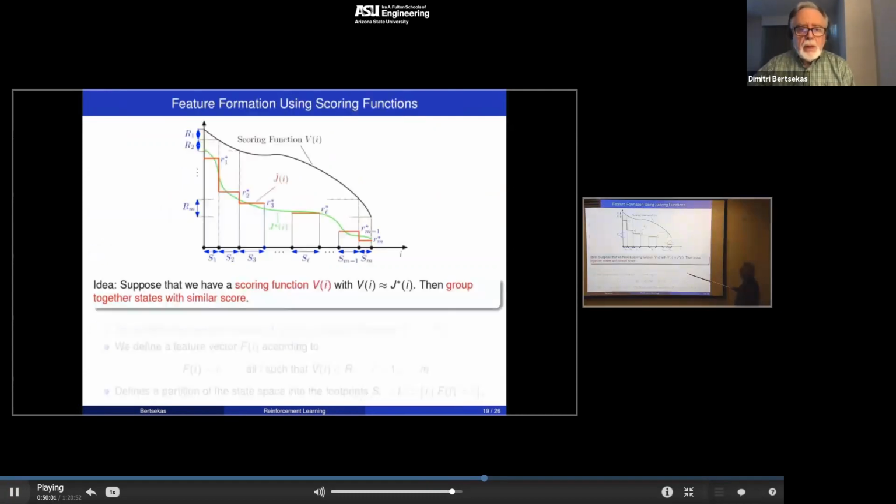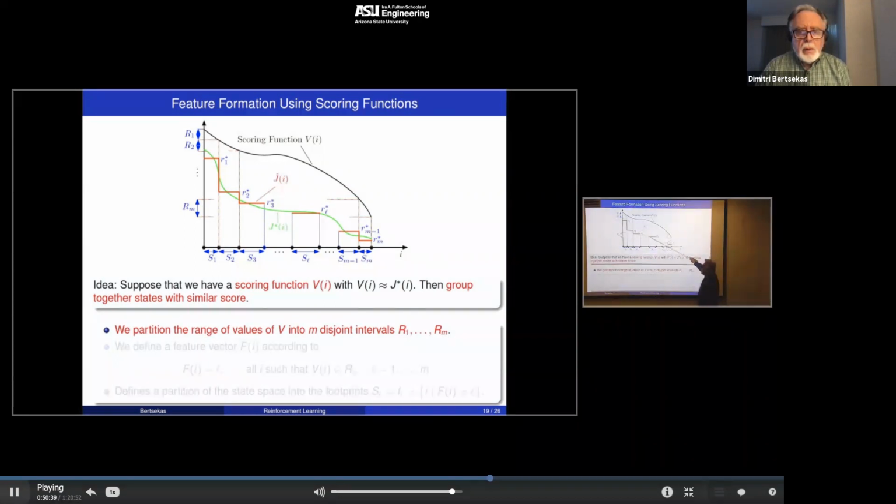Example of feature-based aggregation: use a scoring function. Suppose you have some kind of a scoring function, V, which is approximate J star. Then we can group together states with similar scores and call these sets features. Within which set does your state fall? In particular, we can partition the range of values of V into M disjoint intervals, like what you were saying earlier. So, let's look at this figure.